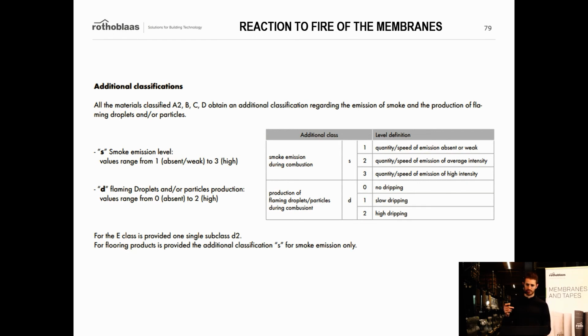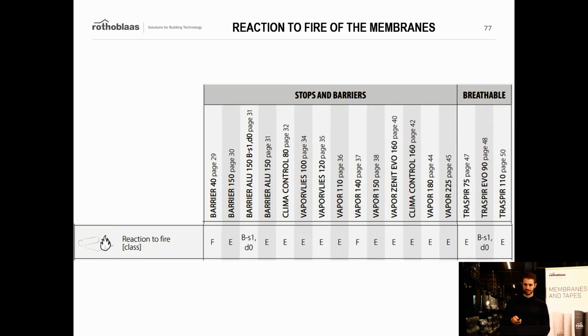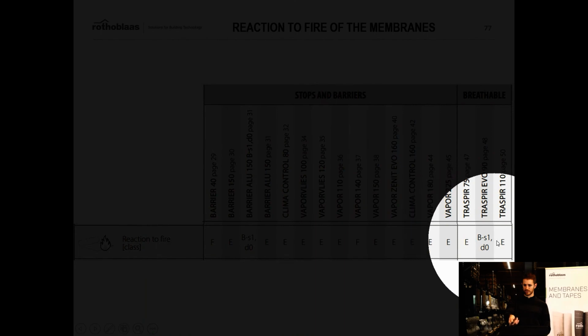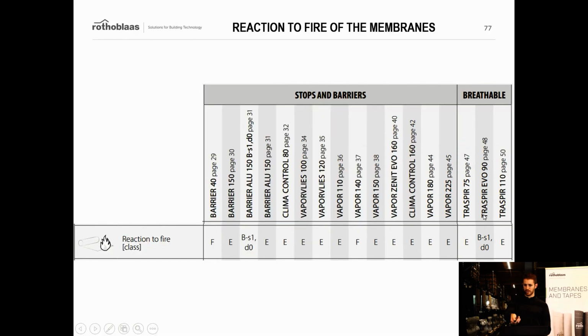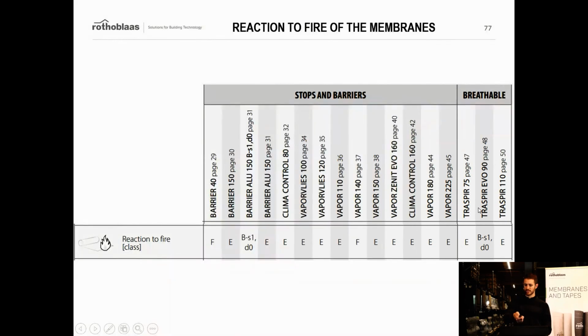So, for example, to come back to our membranes, let's go back to the slide. For example, the Traspir Evo 90, which is a monolithic product, it is combustible, yeah, but it's not very much combustible, like you can see here. S1 means smoke 1, so it doesn't produce that much smoke. And let's have a look at what D stands for.